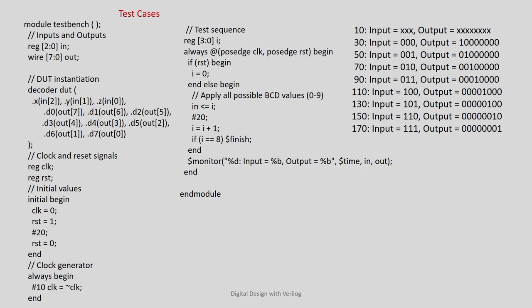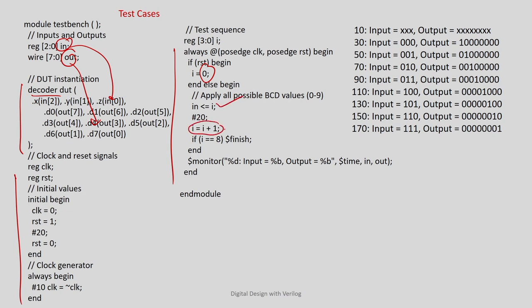Testing is similar. Here I again instantiate the decoder, and connect this input to this input line and this output to the output lines. This part is for clock generation. Here I am just giving all possible values. I start from 0 and go till 7. I will give 0, then increment, then give 1, then increment, then give 2, and so on, and whenever it becomes 8 I will stop, and then I will produce the output, right.